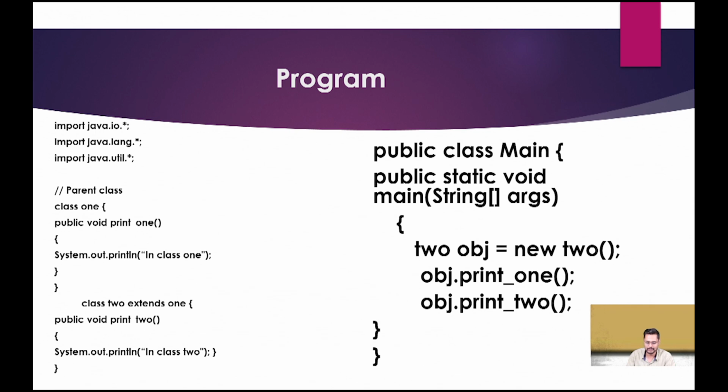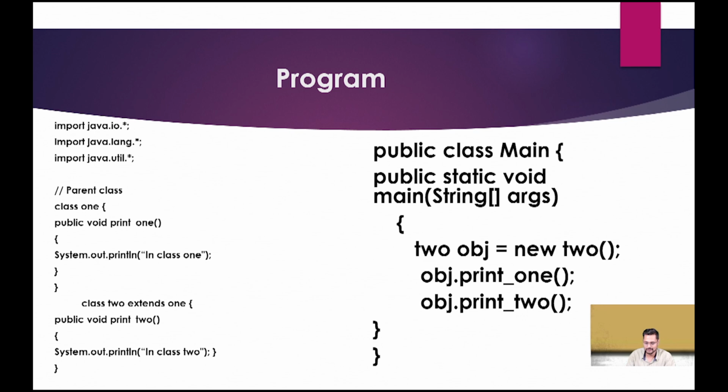Like import java.io.*. It means the class libraries of input and output are embedded in this program. Next one is java.lang.*. It means all types of language classes. java.util.*, that means all types of utilities, right? And second, we are going to create a class named 1, right? And public void print_1. So this is the function of that class, okay?